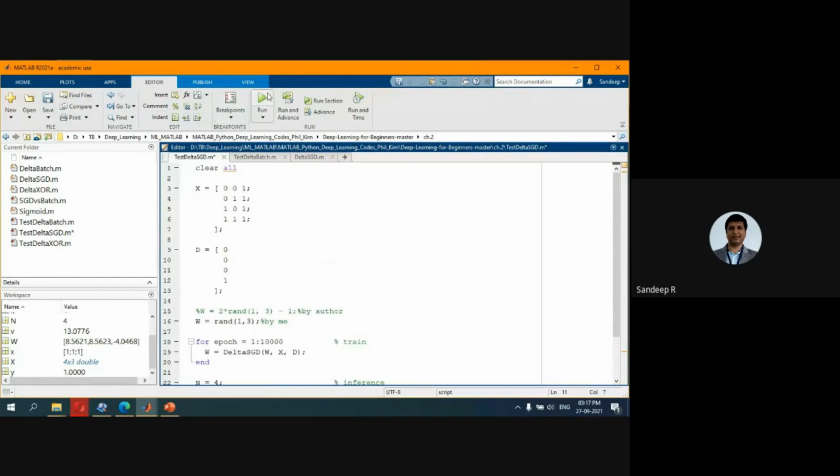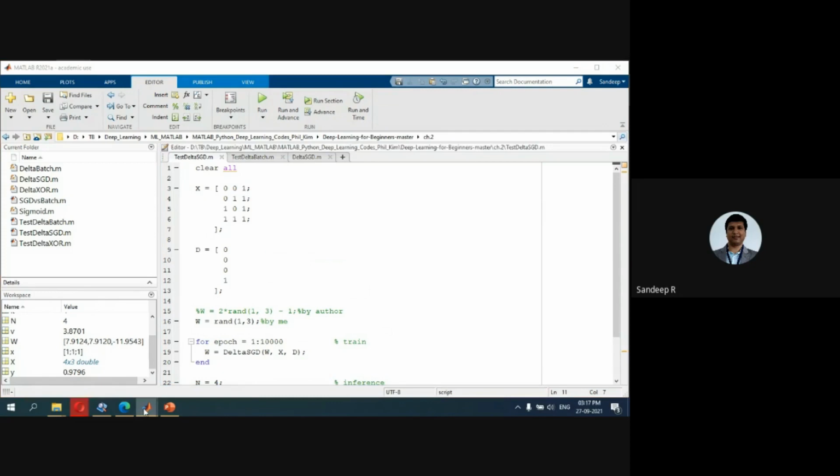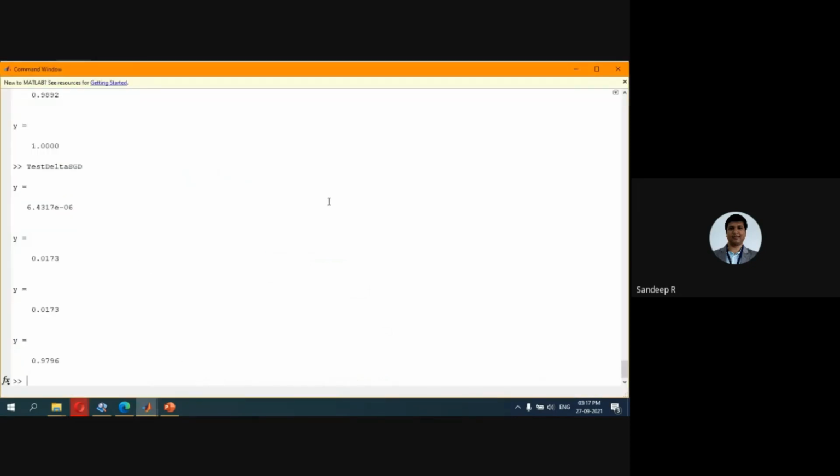Let me run it. Okay, so I've got the output. The four outputs we have are 0, because 6.4 times 10 to the power minus 6 is very close to 0. 0.0173 is 0. But you see here 0.9796. So the input data is categorized.